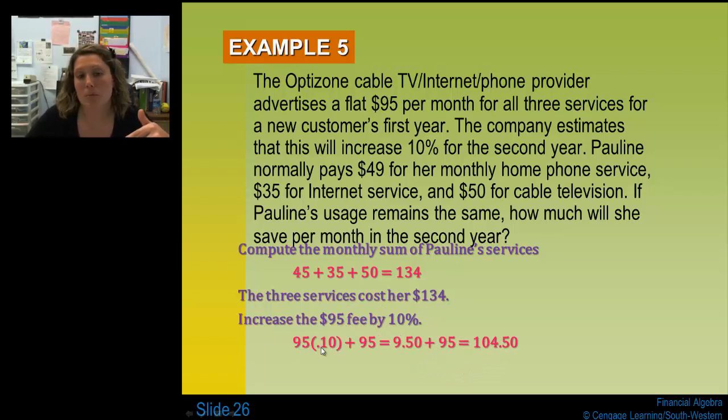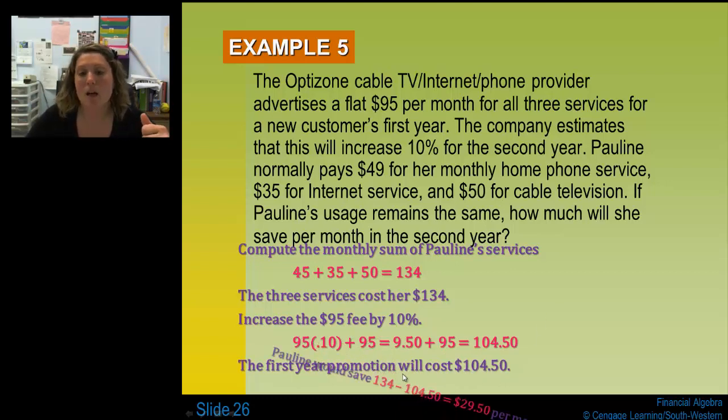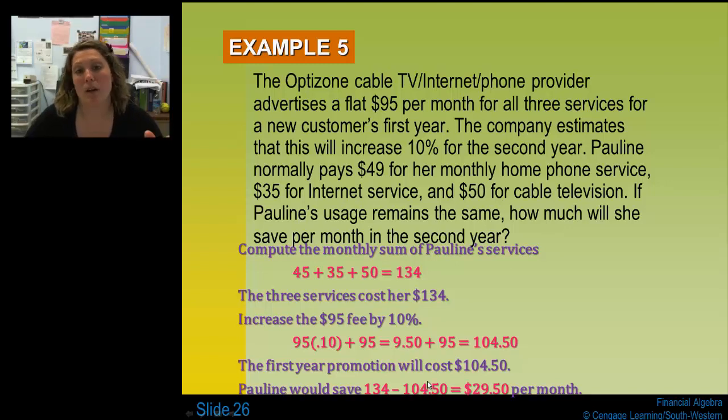So we take the 10%, so I move the decimal 2 places to the left, so 95 times 0.10 plus the 95 that she has to pay. So what did it get increased by? It got increased by $9.50 up to $104.50 in the second year. So to find the cost savings, we know that in the second year it's going to cost her $104.50. We need to subtract what she pays currently per month minus what she would pay per month in the second year after the $95 promotion was over. She would save $29.50 per month.